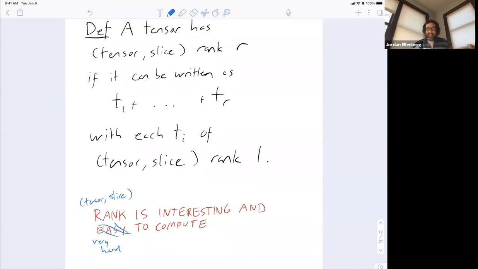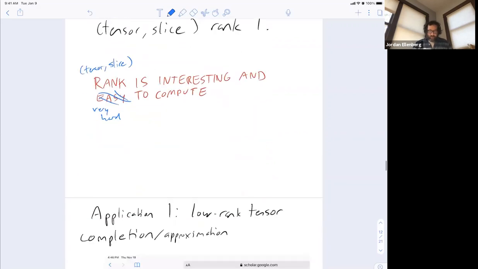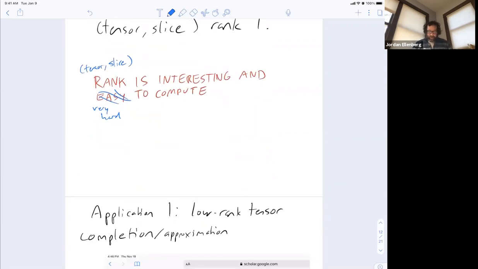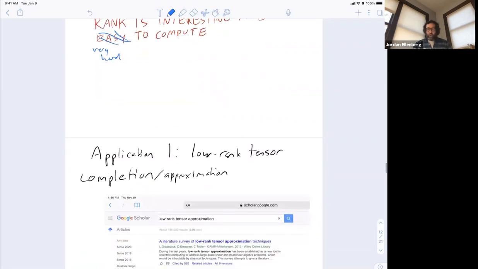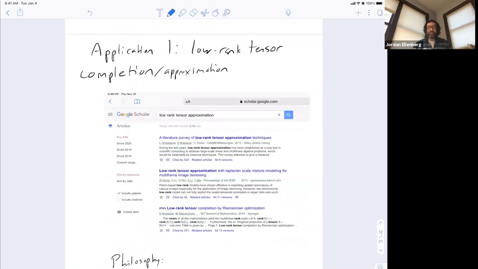Nonetheless, it's useful, and I want to give you two applications that I know about, which kind of mirror the two applications of rank I started with. And then if there's time at the end, I'll say a little bit more about the other applications, because there are a lot more than these, including the most famous one. Okay, so application one is low rank tensor completion and approximation, instead of low rank completion or approximation for matrices. I put a Google Scholar search in yesterday just to show you that there are tons of papers about this. I got 195,000 results on Google Scholar for this. So this is definitely a thing that people do, lots of papers with lots of citations.